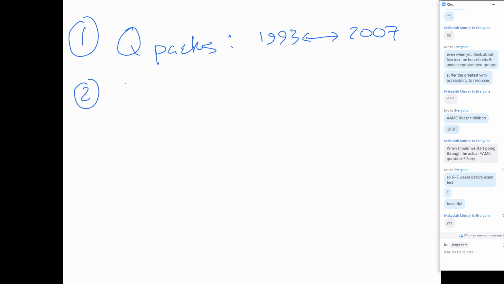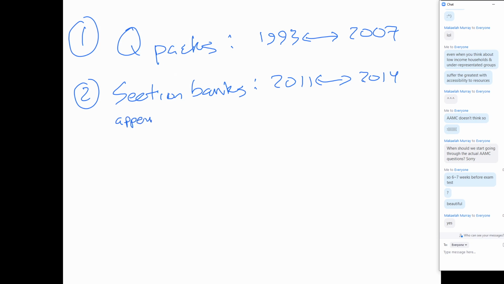Number two, the section banks. The section banks are going to include anything that has passages. These were basically from 2011 to around 2014. These appeared on the MCAT as an experimental section.